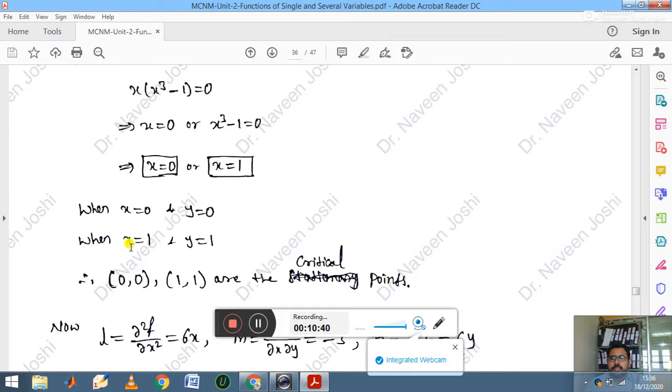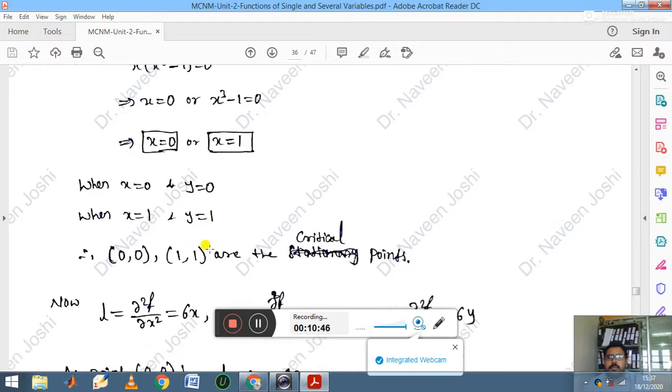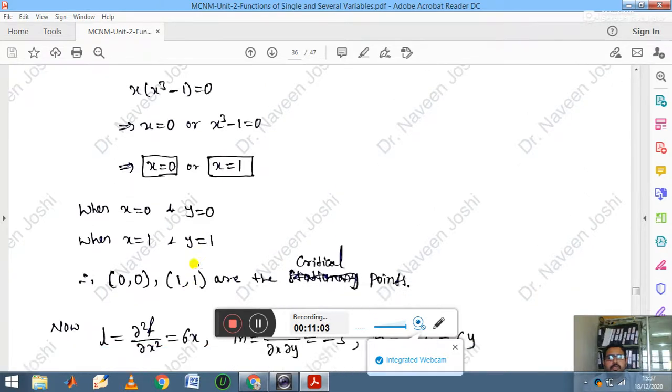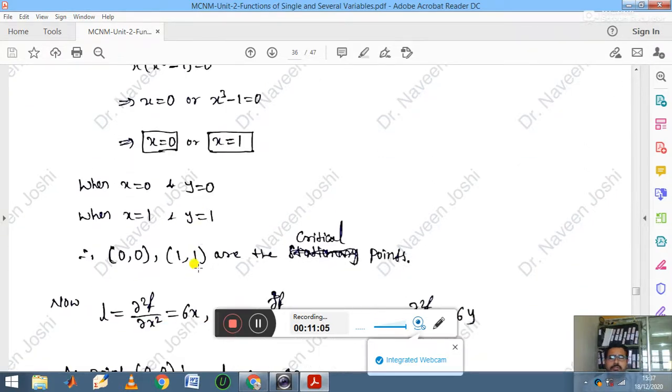Then if you use x value 1, the corresponding y value is 1. Your critical points are x comma y, meaning 0 comma 0 is the first critical point. When x equals 1, the corresponding y value is 1. Therefore 1 comma 1 is one more critical point. After solving the equations, whatever points you get are known as critical points.